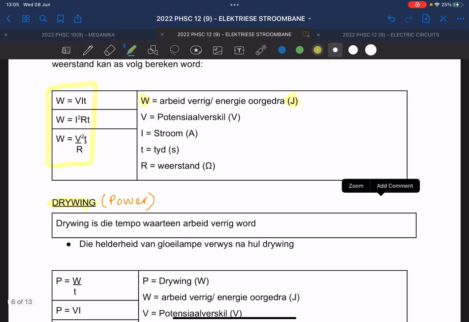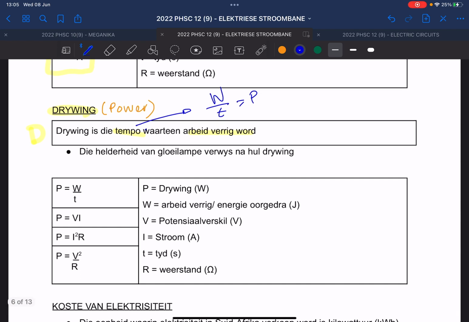And then your power definition there, that is a definition that they do ask a lot. Maar hy is ook in jou ander hoofstuk. Power is the rate at which energy is transferred. If you hear the word rate, tempo, waar dink jy? Divided by time. What must be divided by time? The work. So P is W over t. Okay, and there we have these 4 formulas.